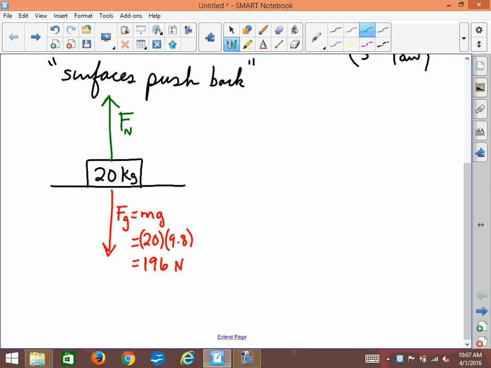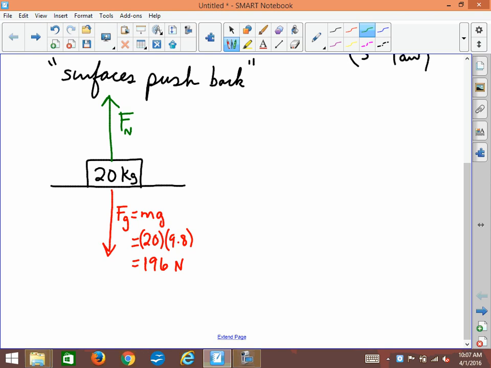Now, the normal force could be any kind of force in disguise. But usually, what it is is the electromagnetic repulsion of the electrons on the bottom of the block and the electrons on the ground. When they get really close to each other, what looks to us like touching, they're actually pushing against each other, and they're creating the ability of things to push. So the ground is pushing back against gravity.